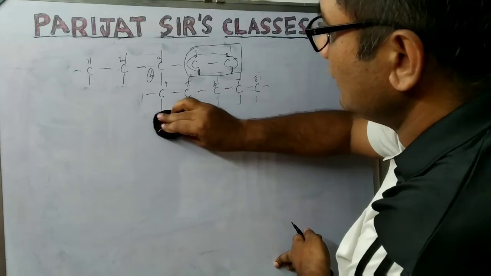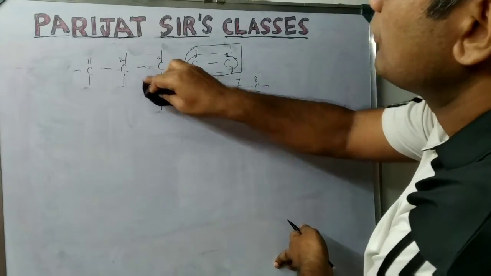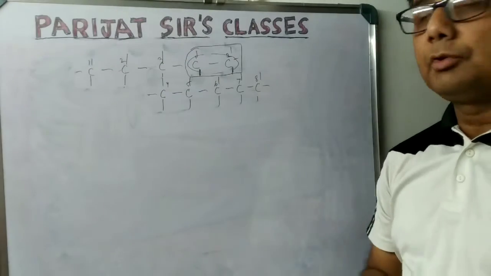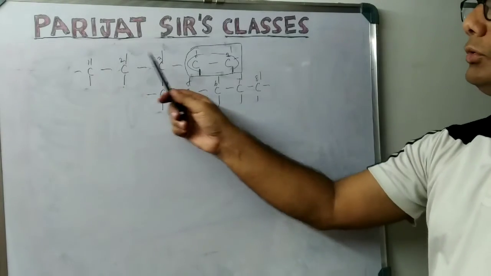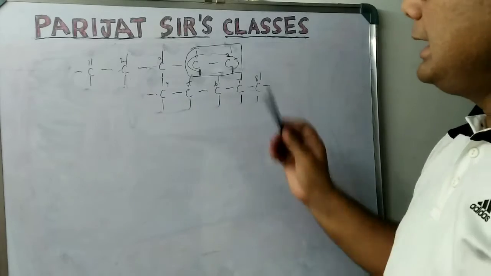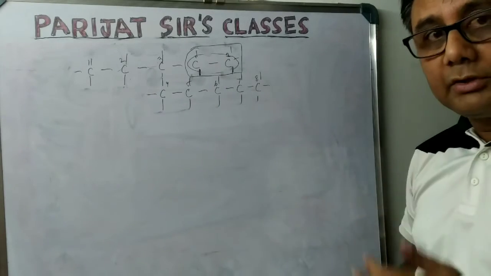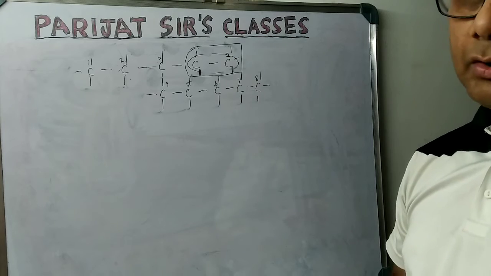So this numbering is not valid. We have to hang it from the lowest position possible. So this numbering is valid: 1, 2, 3. So it is hanging from the 3rd position. Now let us see. There are 8 carbon atoms. 8 carbon atoms is oct, as you remember.